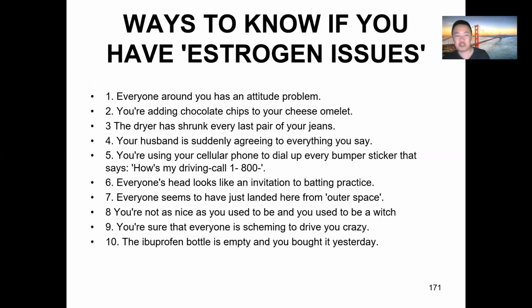Ways to know if you have estrogen issues. Everyone around you has an attitude problem. You're adding chocolate chips to your cheese omelets. The dryer has shrunk every last pair of your jeans. Your husband is suddenly agreeing with everything you say. You're using your cell phone to dial up every bumper sticker that says, "How's my driving?" Dial 1-800. Everyone's head looks like an invitation to batting practice. Everyone seems to have just landed here from outer space. You're not as nice as you used to be and used to be a witch. You're sure that everyone is scheming to drive you crazy, and the ibuprofen bottle is empty and you just bought it yesterday. Just something for humor.